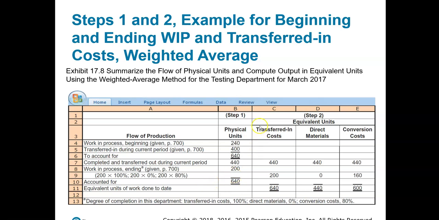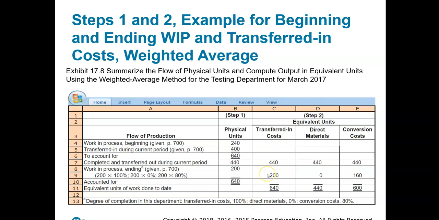Step 2, exactly the same. The only difference here is in step 2, you're going to have an extra column here for transferred in costs. And with transferred in costs, we're going to assume that they are complete at both. They are fully 100% complete for the units transferred out for equivalent units, and then for work in process ending inventory, we're going to assume that they are complete there as well. So that's always going to be 100% when we're calculating equivalent units for transferred in costs.